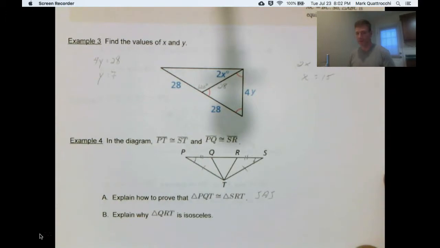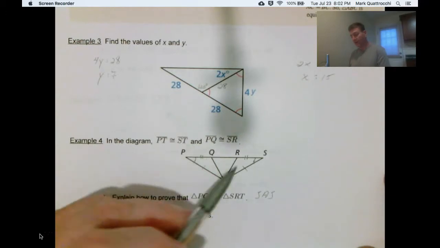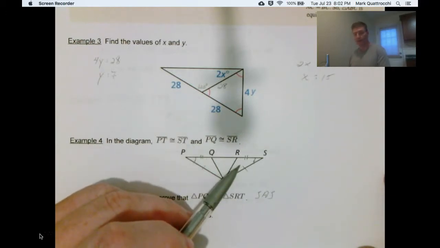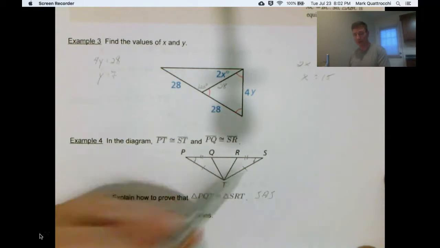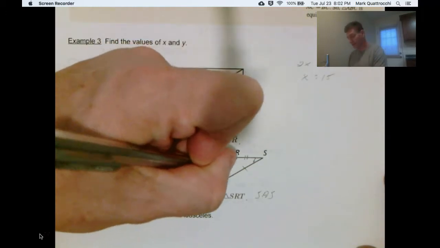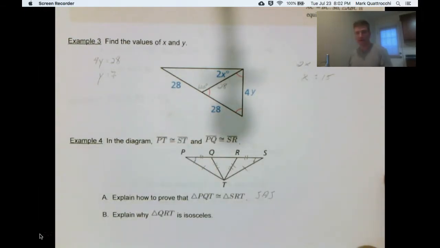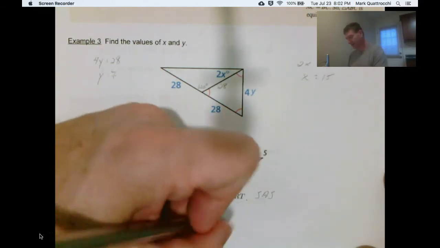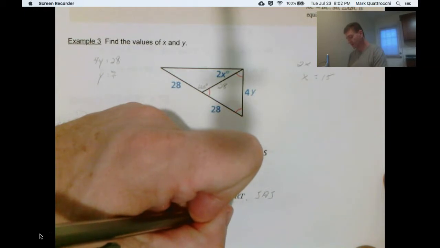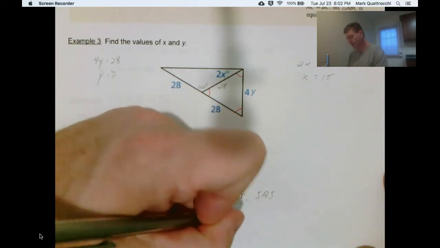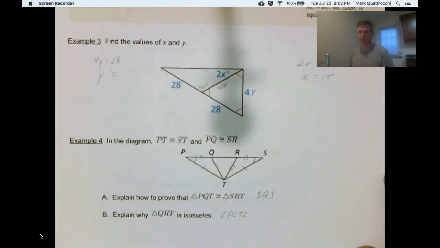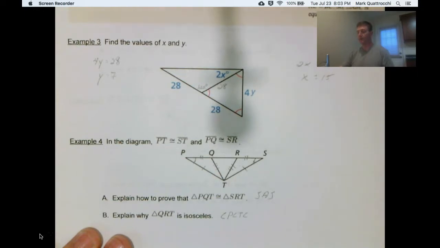It's a preview. Explain why triangle QRT is isosceles. Now that we've got these two triangles congruent, all the other pieces that we didn't know were congruent already must now be congruent. So QT has to be congruent to RT, making triangle QRT isosceles. And that's something, again, in section 5.6 called CPCTC. Corresponding parts of congruent triangles are congruent. And again, that's going to be coming up in the next unit.